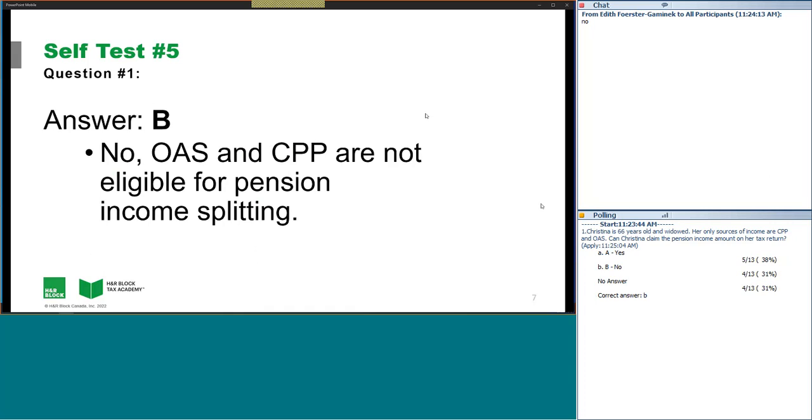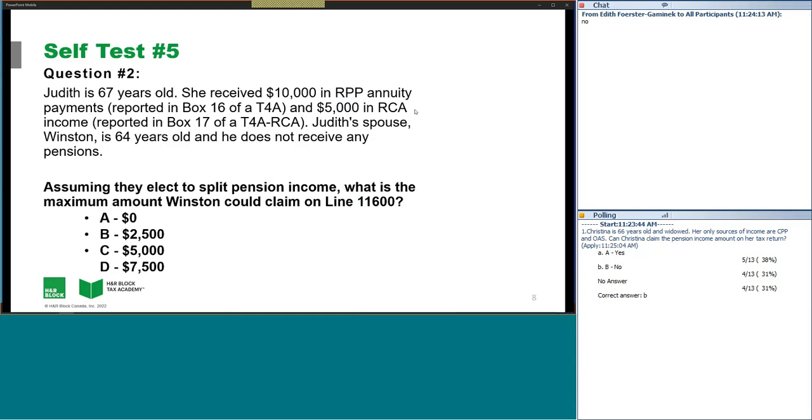Okay? Keep those ideas connected. I normally tell you to keep things separated. Connect what can be split to the pension income amount. If you know that it can't be split, it's also not going to have the pension income amount. All right, let's try the next one.